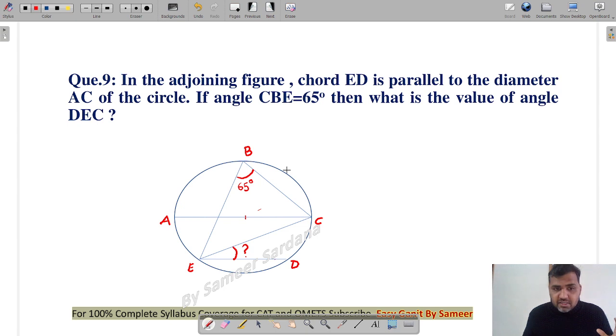And this question says, in the adjoining figure, the chord ED is parallel to the diameter AC of the circle, right? Angle ABC is given to us as 65 degrees. What's the value of angle DEC? So can you see this? Can I say that if this angle ABC is 65 degrees, the angle made at the center of the circle, let's say this is center O, will be twice of 65, that is 130. Now this angle is 130 degrees, guys.